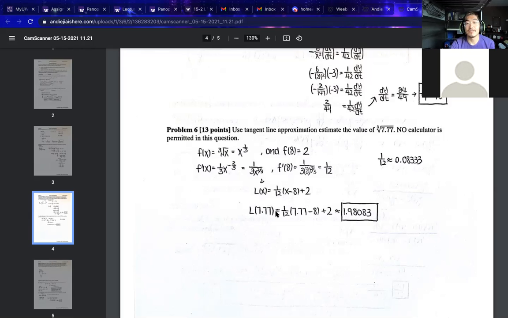You put x here, and you get 1 over 12, which is 0.0833, times 7.77 minus 8, and then plus 2. 2 is the original function value, and you get 1.98083. So it's 1.98083. This is the final answer.